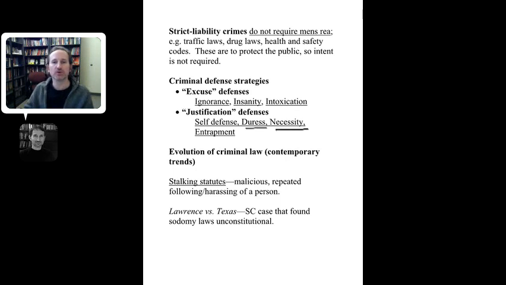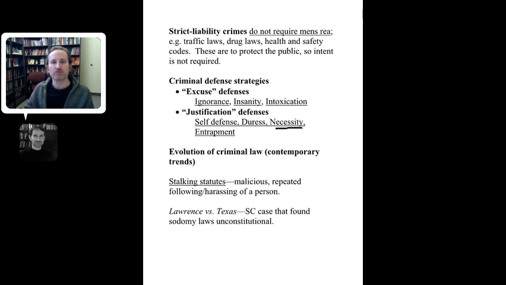Duress means you're under some type of threat, and sometimes that works as a defense. You can't use it, though, as a defense to kill anyone. That's not good.